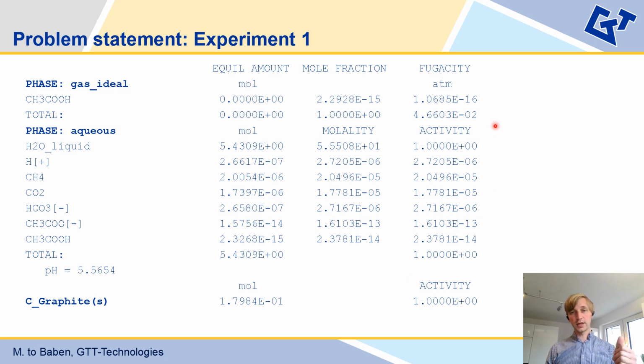First of all, I can see that I have an activity of my acetic acid of 10 to the minus 16 atmospheres. So that's the partial pressure. And if I smell on the bottle of vinegar, it smells like the partial pressure should be higher than 10 to the minus 16. Then I see that I have a concentration of CH4 and CO2 in the aqueous solution, which are much, much larger than the concentration of my acetic acid. And finally, I noted that I have graphite formation. I've never seen graphite precipitates in my bottle of vinegar, so that doesn't make a lot of sense.